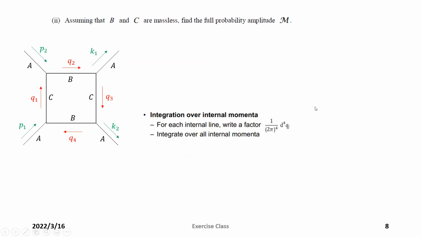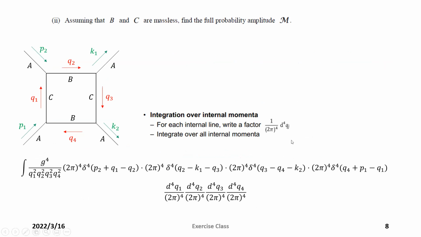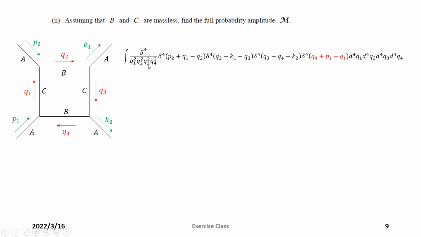And the next step is to do the integration over the Q here. So we just add these 4 factors and do an integration. So after simplifying the 2 pi factors, the integration is like this. So now let's do the integration.